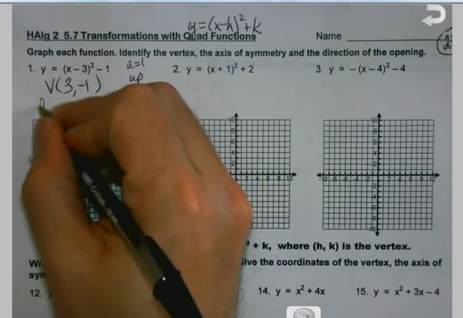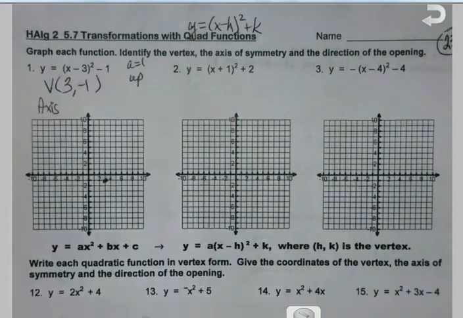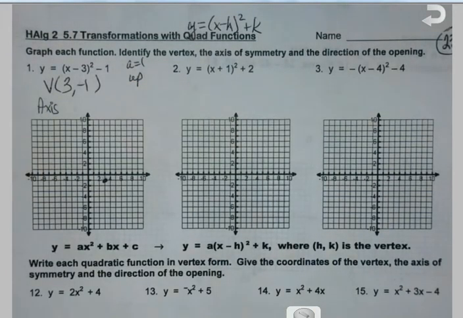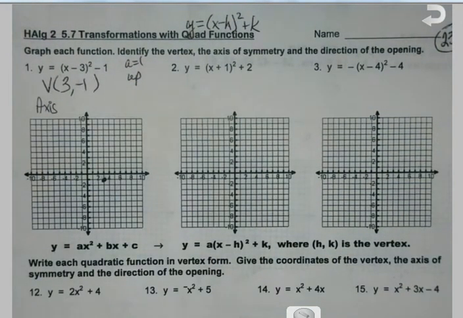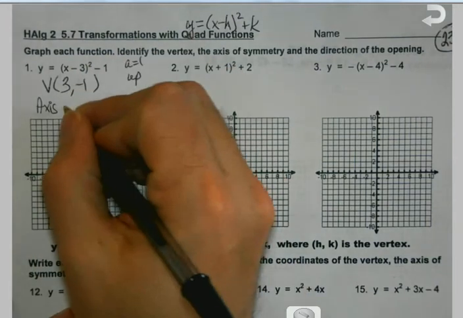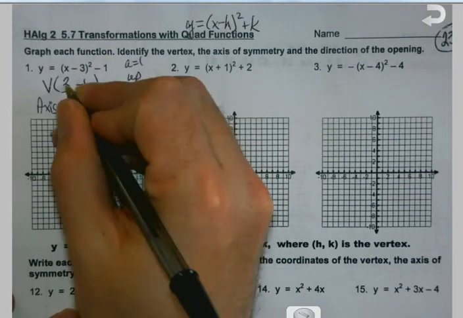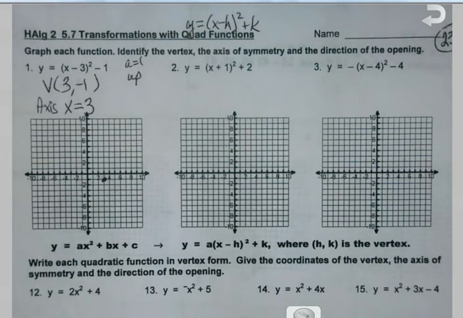What about my axis of symmetry? Okay, good. It's x equals whatever the x value of my vertex is. But I have to have the x equals. If I just put 3, that could be a point, it could just be a number, who knows? I want people to know it's going to be a vertical line. So it's x equals 3.